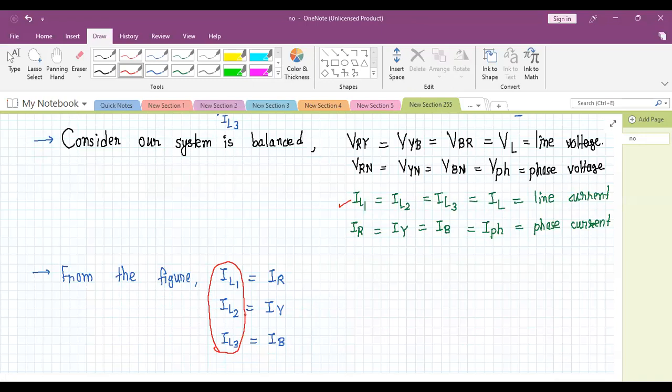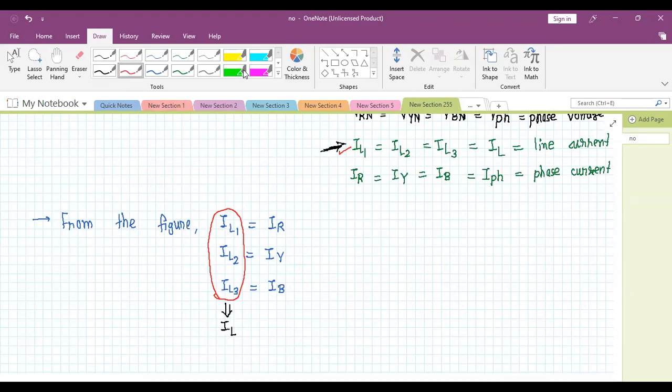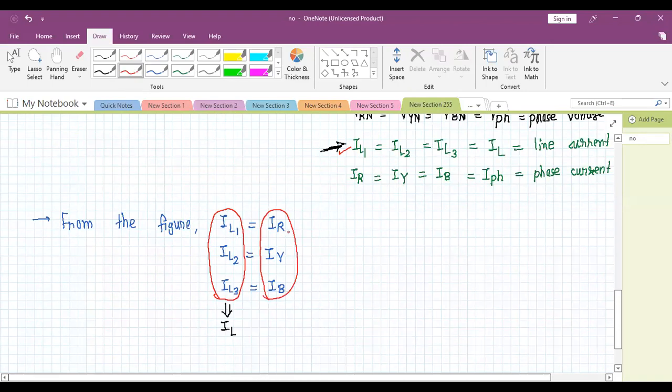So what I can say is IL1 is equal to IL2 is equal to IL3. So can I write this equal to IPH? Yes or no? Sorry, this is IL. Can I write that from this particular thing? In the same way here, IR, IY and IB. What is IR? It is a phase current. IY is a phase current, IB is a phase current. So from this, we can say IR is equal to IY is equal to IB is equal to the phase current. So can I write here?